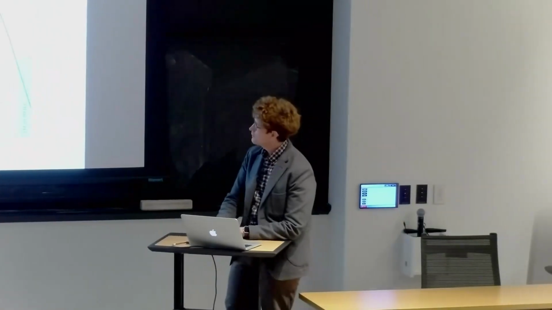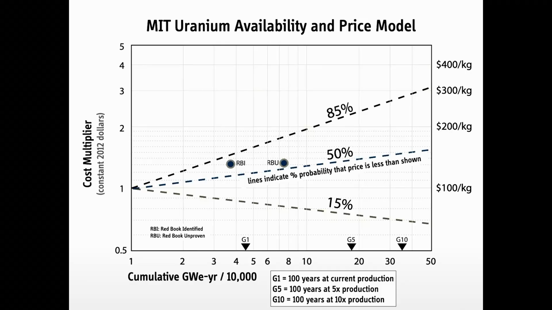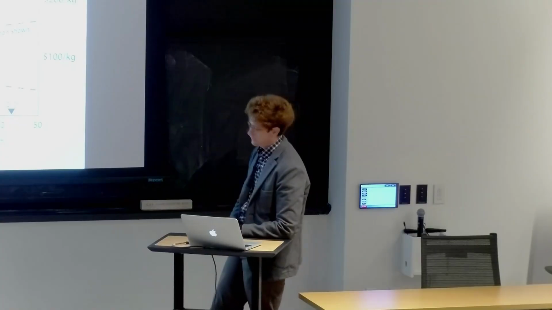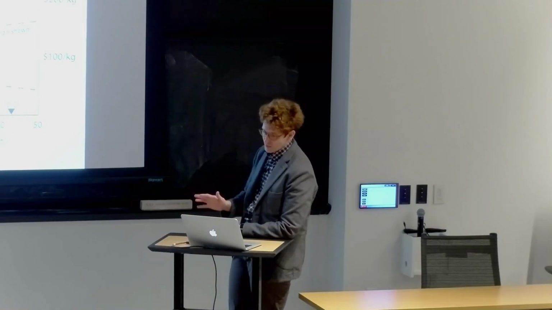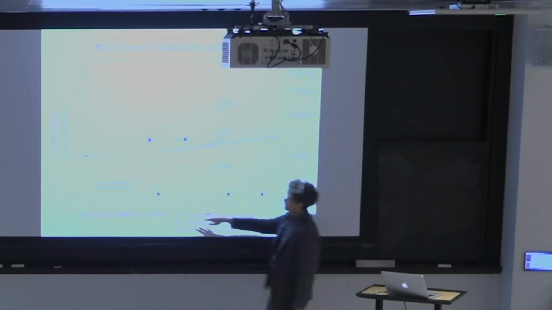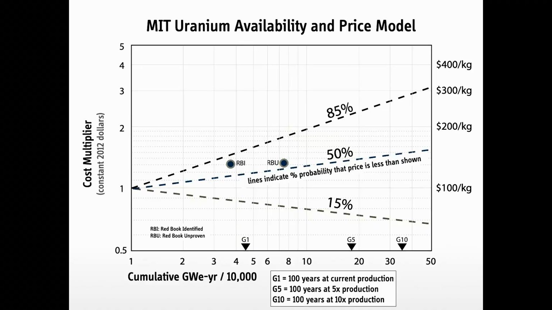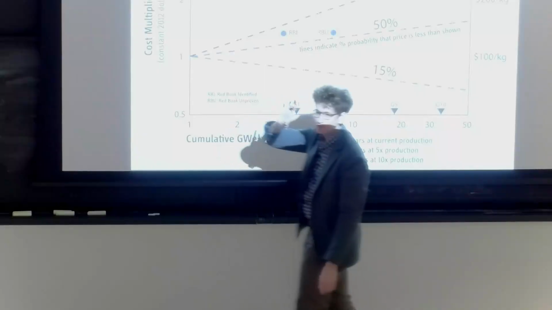MIT did a study in 2011 to estimate the probability that uranium would become in short supply. Let me explain this plot. Across the left side is the cost of the uranium relative to its current cost. So it's twice as expensive, three times as expensive. Let's put this in perspective.